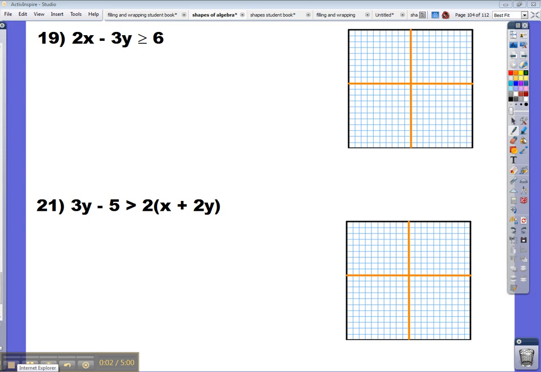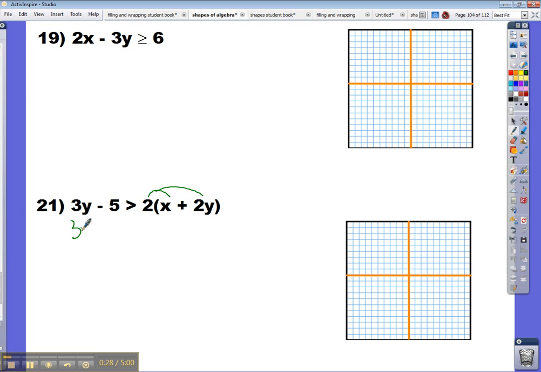This is how to graph a linear inequality. So we're taking a look at this problem right here. We have 3y minus 5 is greater than 2 times the quantity x plus 2y. The first thing we need to do is distribute this 2 so that we can then combine similar terms.